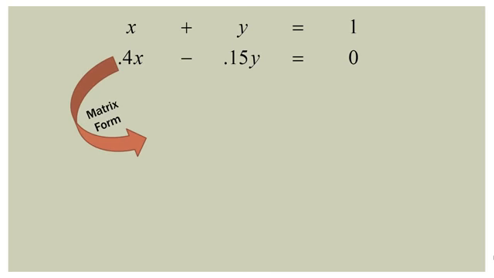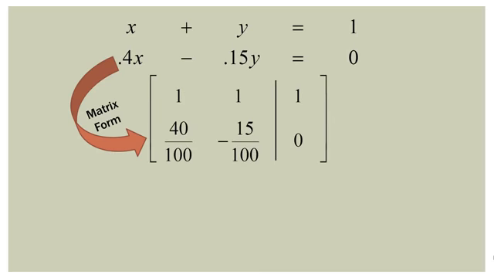First thing we're going to do is put this into matrix form. So here's how we did that. Now we're looking at the coefficients with the variables at the top. So for x, the coefficient is 1 up there. For y, the coefficient is 1. And then we have the 1 right of the equal sign. So in the top row of our matrix, we have 1, 1, 1.